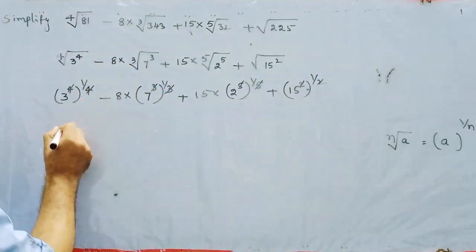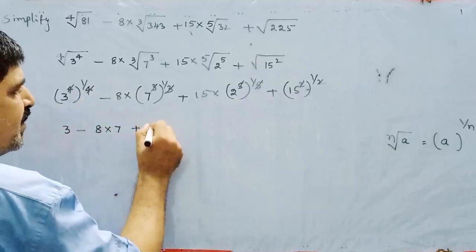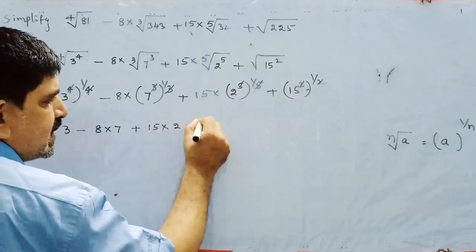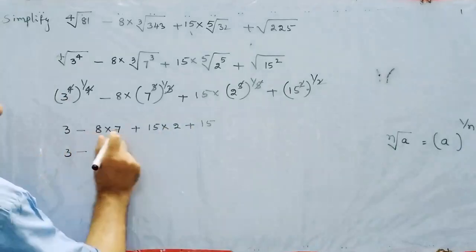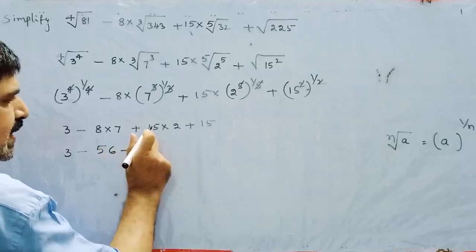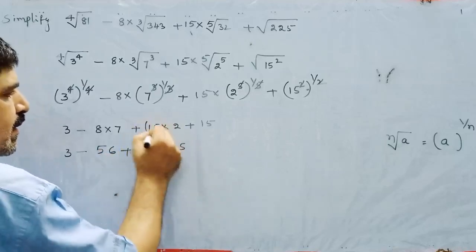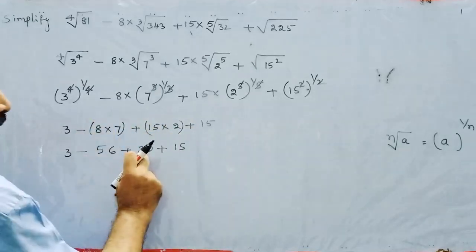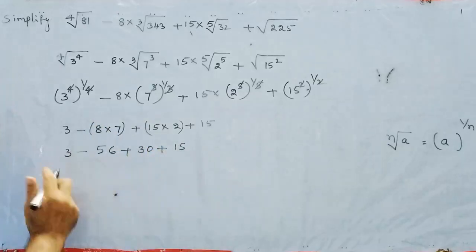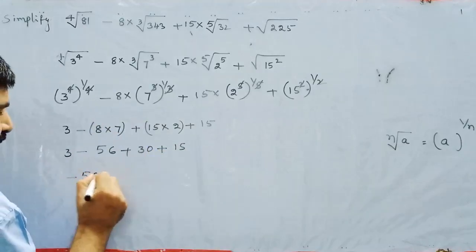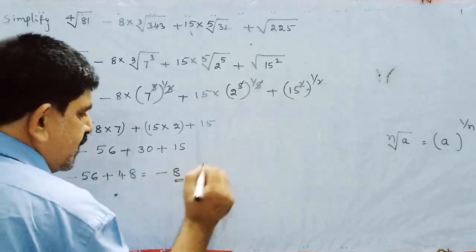Now the remainders: 3 minus 8 into 7 plus 15 into 2 plus 15. 3 minus 8 sevens are 56 plus 15 twos are 30 plus 15. Now 30 plus 15, 45. 45 plus 3, 48. Minus 56 plus 48. So that is equal to minus 8. Okay.